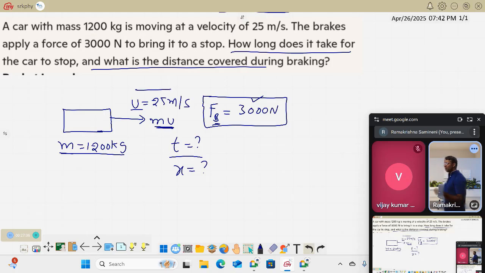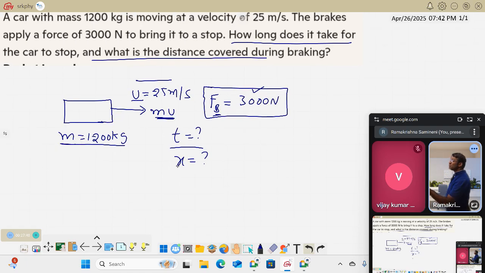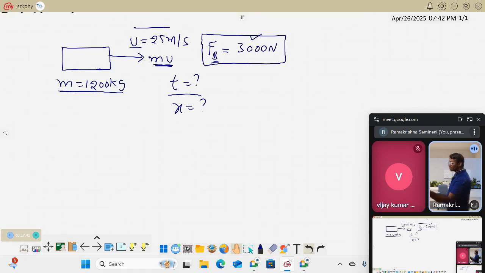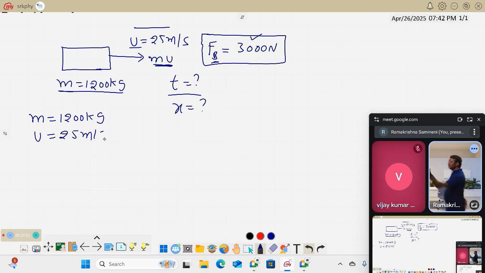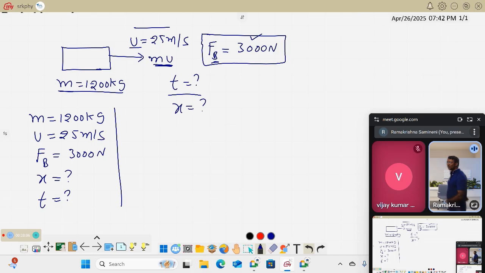Whenever you are doing problems like this, first you have to write the data which is given. What is given here? Mass is 1200 kg. Velocity is 25 meters per second. Next, the braking force is given, that is 3000 newtons. Next, what they're asking: distance how much, time how much. Write it like this so that you won't get confused.